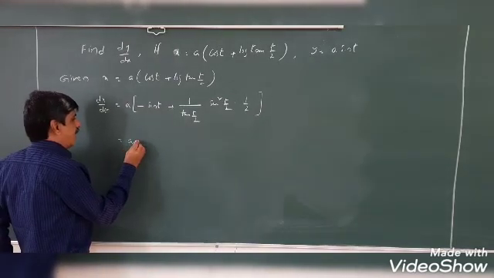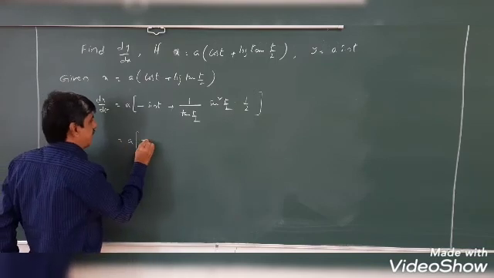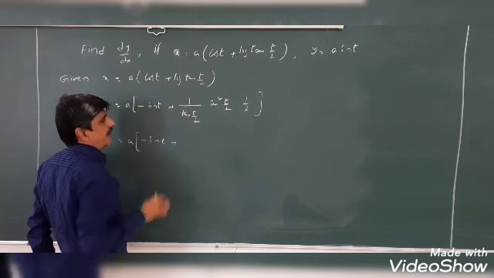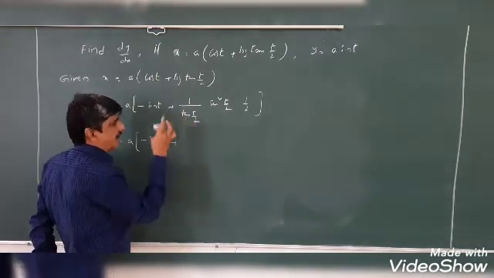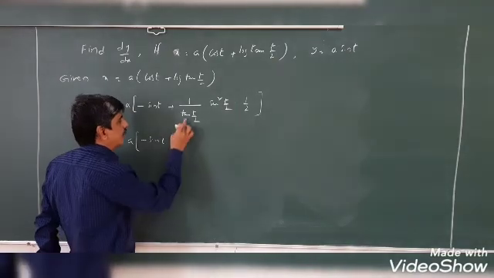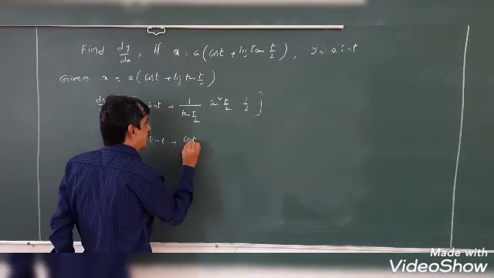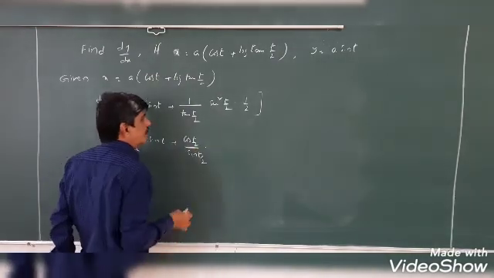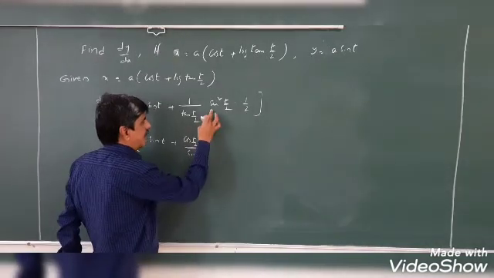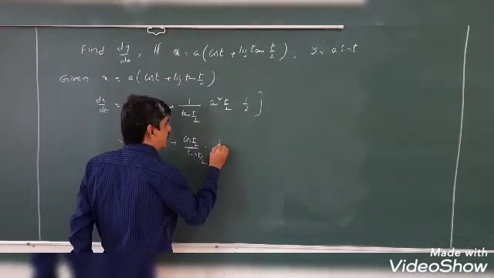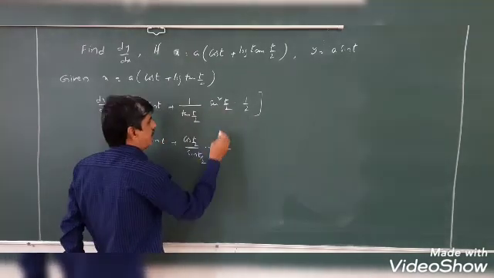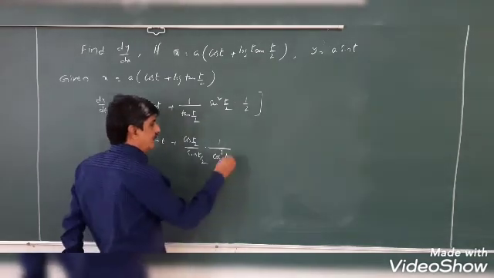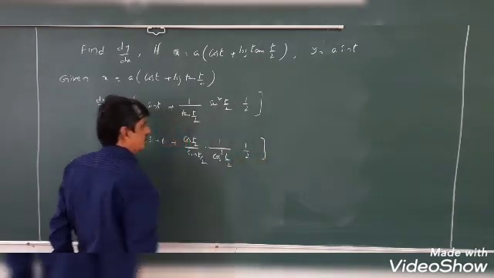Simplify this: a into minus sin t, keep it same, plus d by dt of 1 by tan t by 2. So 1 by tan is nothing but cot t by 2. Cot t by 2, I am going to write as cos t by 2 by sin t by 2 into secant square t by 2. Secant theta is nothing but 1 by cos theta. Secant square t by 2, I am writing 1 by cos square t by 2 into 1 by 2.